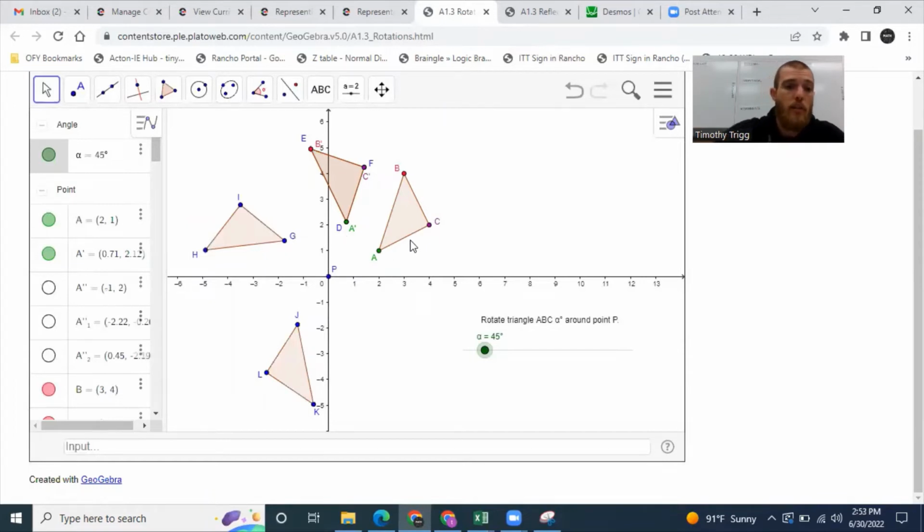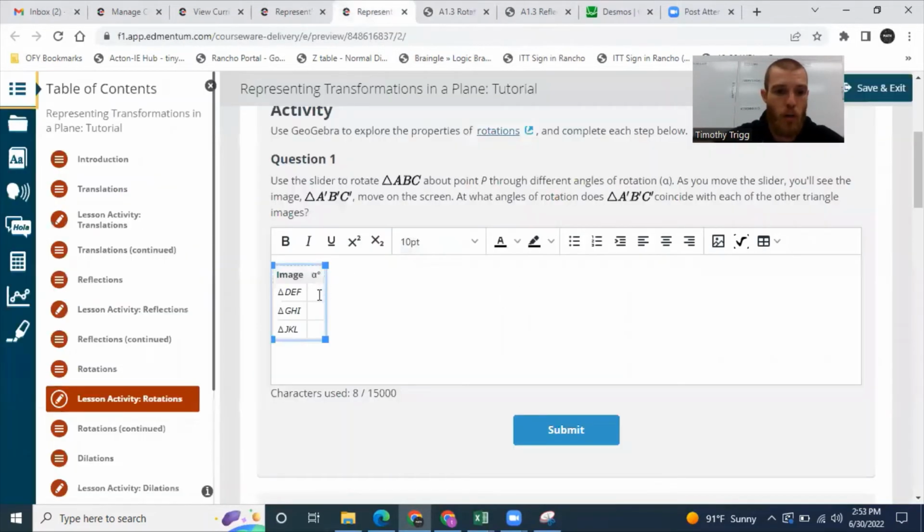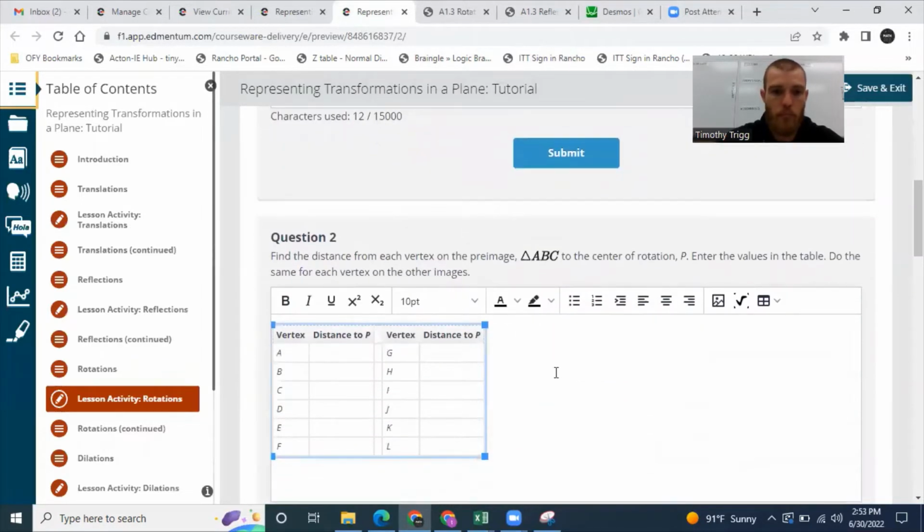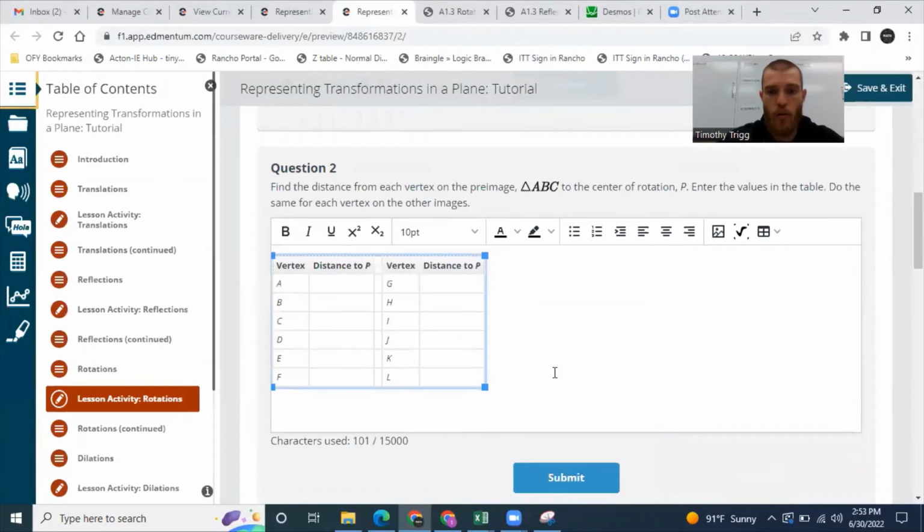So in this one's case, for triangle DEF, we have to rotate triangle ABC how many degrees? 45 degrees. So we're going to go ahead and put 45 degrees here. I want you to go ahead and find the angle of rotation to coincide with triangle GHI as well as triangle JKL. Once you're done with that, let's move on to question 2.